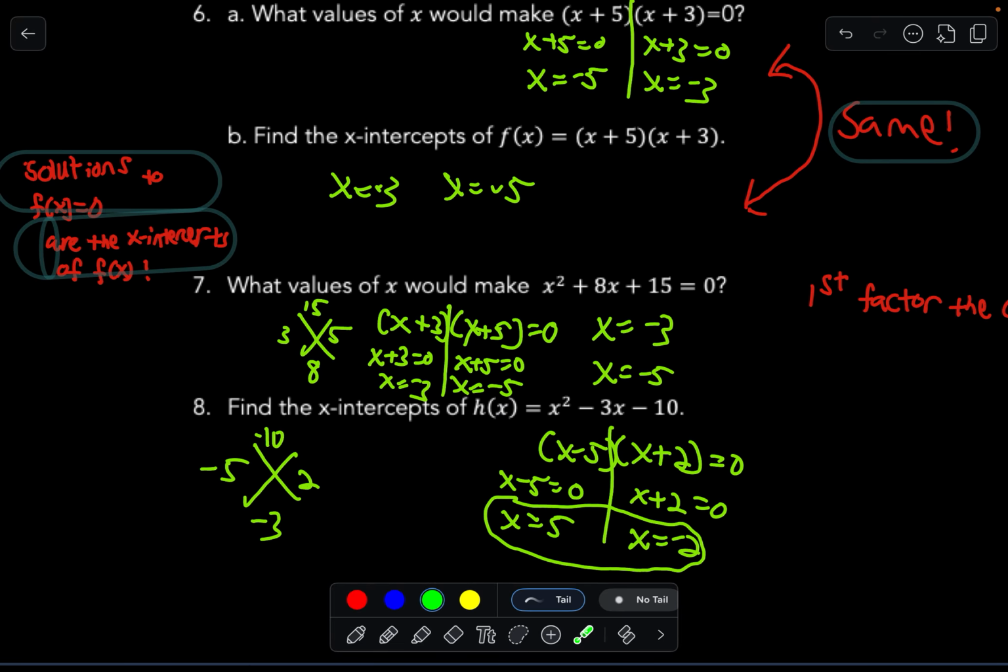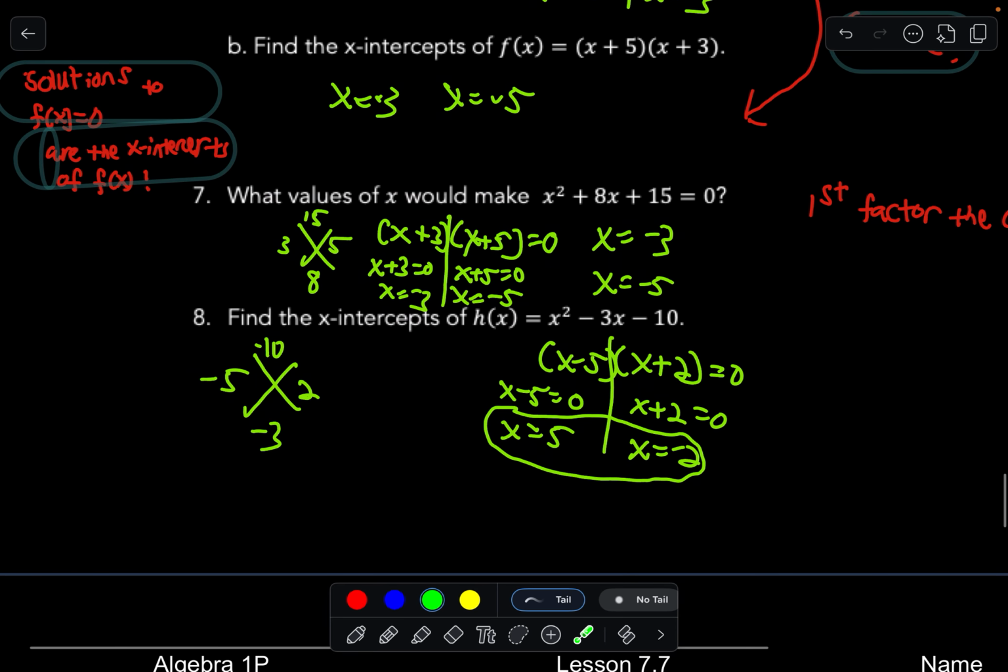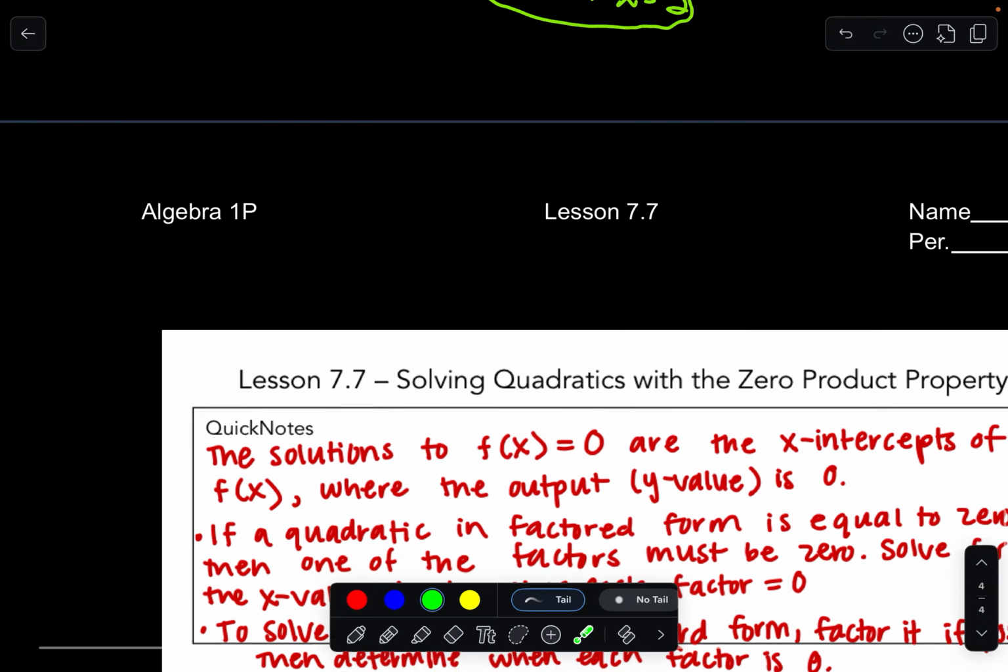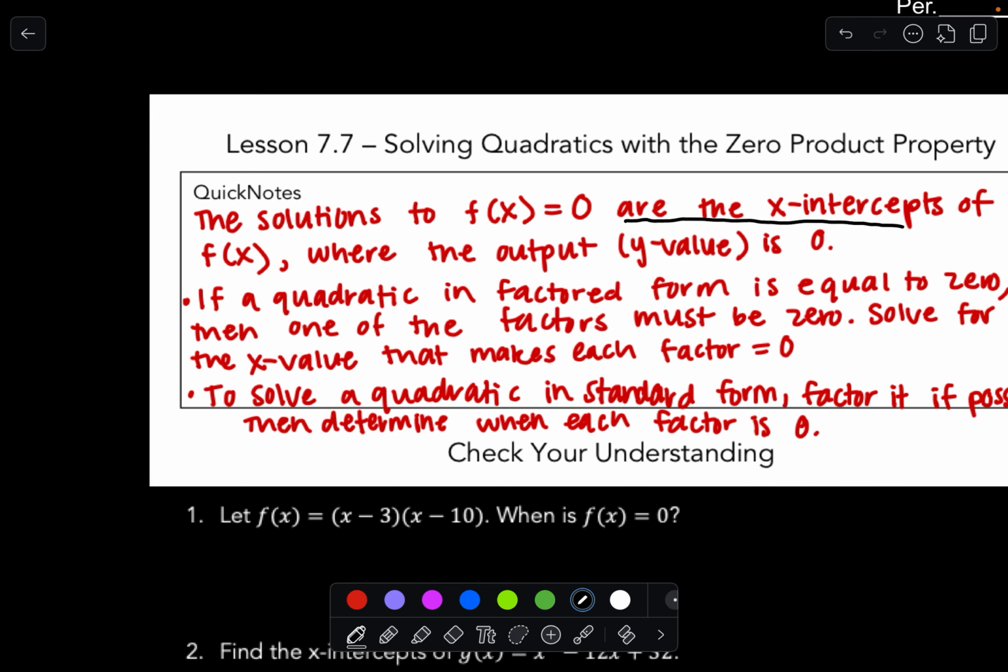So when they give you one like this, first you have to factor the quadratic. And that's what I did here. And we got x equals negative 3 and x equals negative 5. Same thing with this. We factored it: x equals 5 and x equals negative 2. Okay, so the solutions to f of x equal to 0 are the x-intercepts. That's the key, that's the money shot right there. It's where the graph crosses the x-axis of f of x, where the output, the y value, is 0.